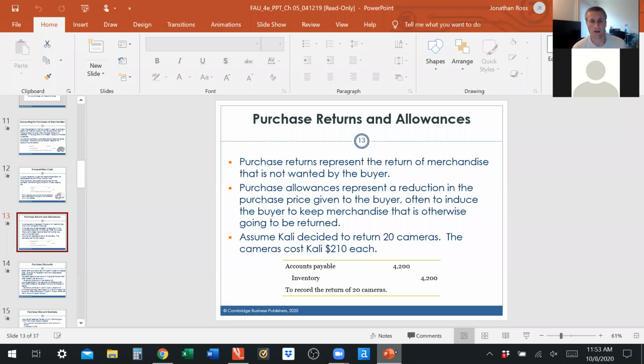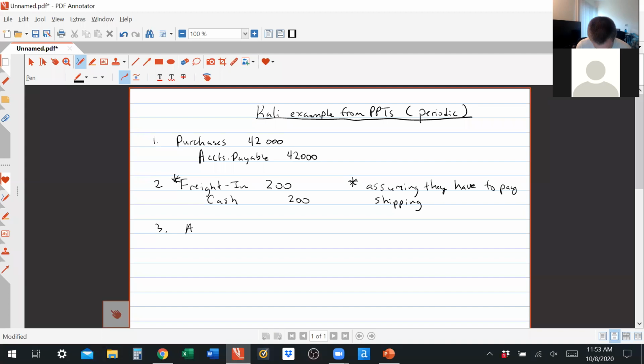All right, you return 20 items that you originally purchased, and you haven't paid yet for them. So what's the journal entry if you were using the perpetual system? We would debit accounts payable, credit inventory for the 20 times 210. If we use a periodic system, we would debit accounts payable, we would not credit inventory, we would credit purchase returns and allowances. Purchase returns and allowances is a contra account to purchases.